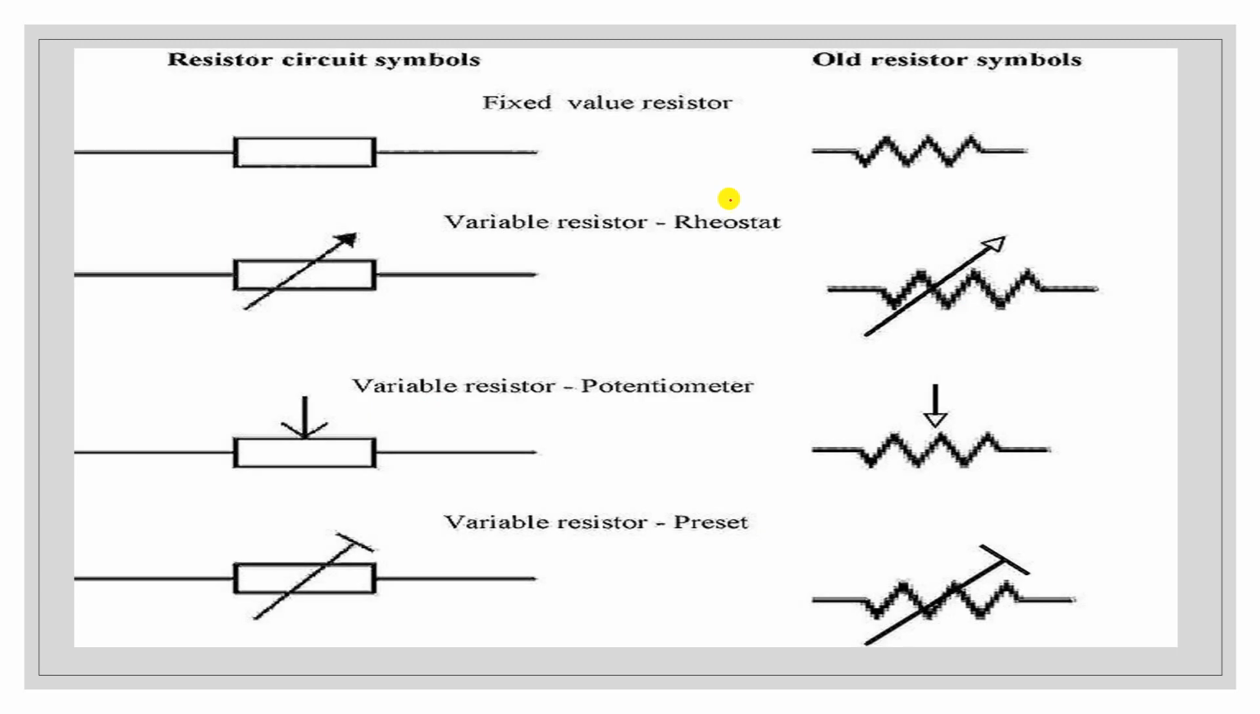This is the circuit symbol of the resistor. This is the fixed value resistor circuit symbol. This is the variable resistor symbol, which is useful in the potentiometer and the rheostat. And the last one is the preset.